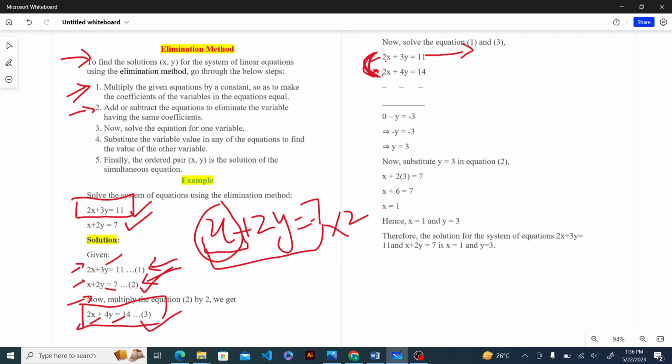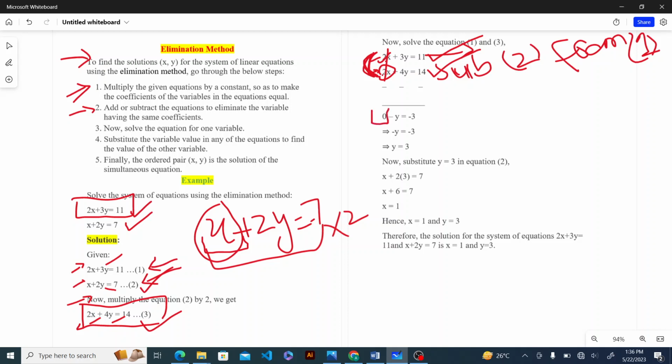So what we will do, we will subtract the second equation from the first equation. So here we are going to write the first equation, then the second equation, because the second equation will be subtracted from the first. When 2x is subtracted from 2x, it cancels out and we get 0. Then there will be a minus sign, because here is minus 4y and here is 3y, so the bigger value's sign will come, and it is minus.